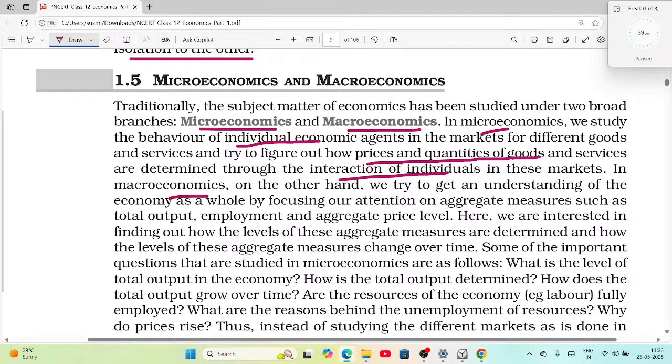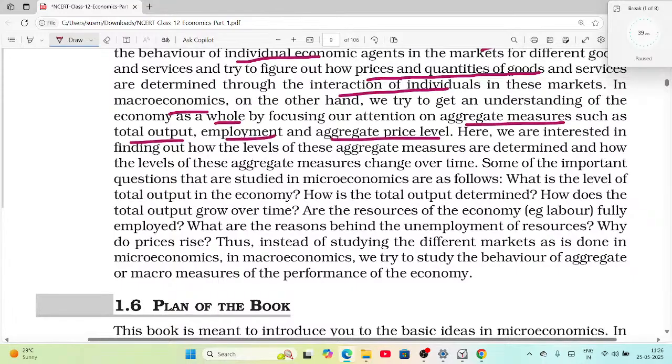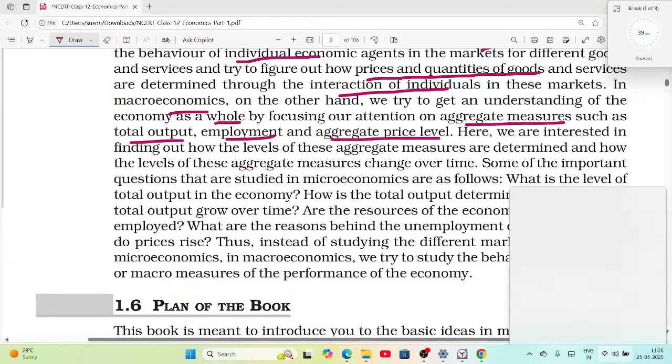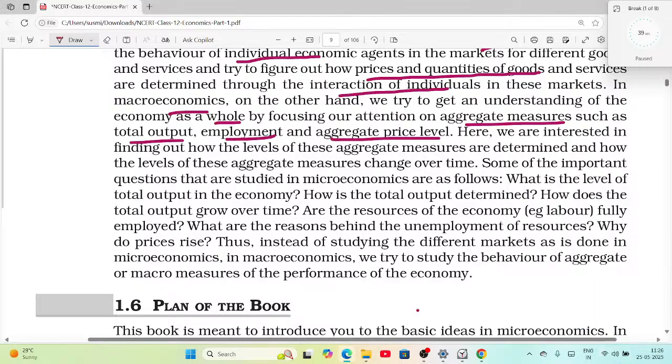In macroeconomics, we look at the economy as a whole by focusing our attention on macro measures such as total output, employment, and the aggregate price level. Here, we are interested in finding out how the levels of these aggregate measures are determined and how they change over time.